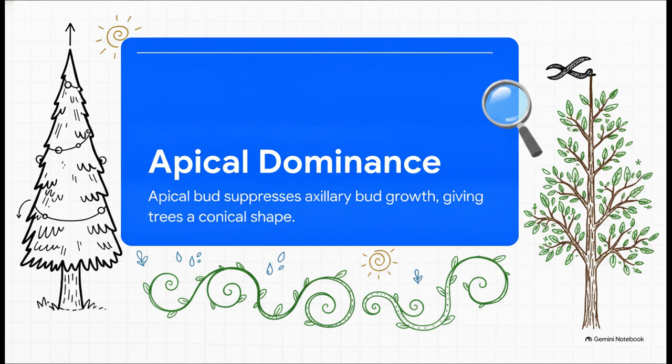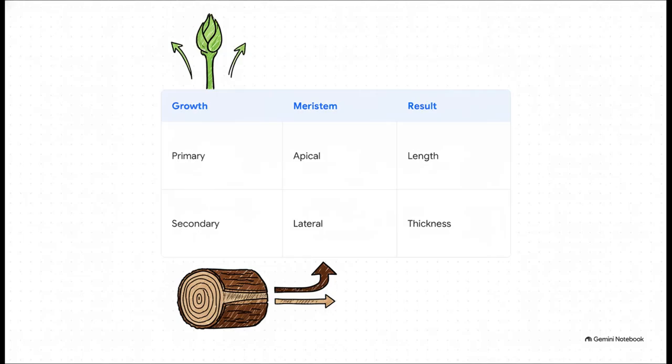If a gardener were to clip off that top apical bud, the side branches are suddenly free to grow, and the plant becomes much bushier. So, that perfectly illustrates the two main types of plant growth. Primary growth, which is driven by the apical meristem, is all about getting longer. But woody plants don't just grow taller, they actually need to grow wider to support themselves. That's secondary growth. It's driven by lateral meristems, like the vascular cambium, and it increases the stem's thickness, which is exactly how we get wood and bark.